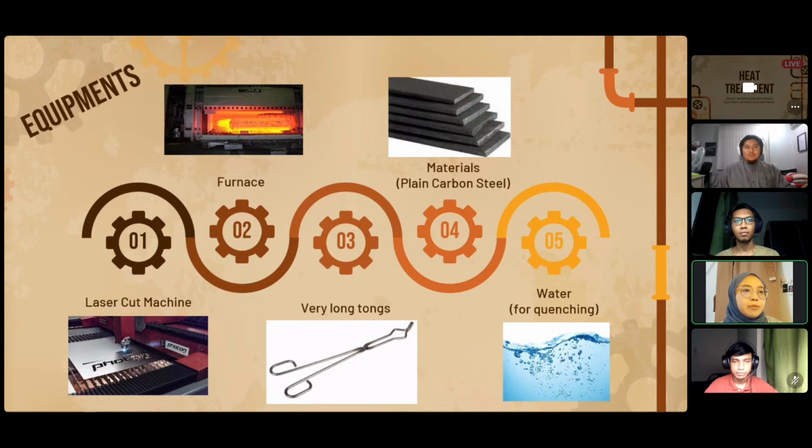This is the equipment used for task 1: a laser cut machine, a furnace, very long tongs, materials which is plain carbon steel, and water for quenching.